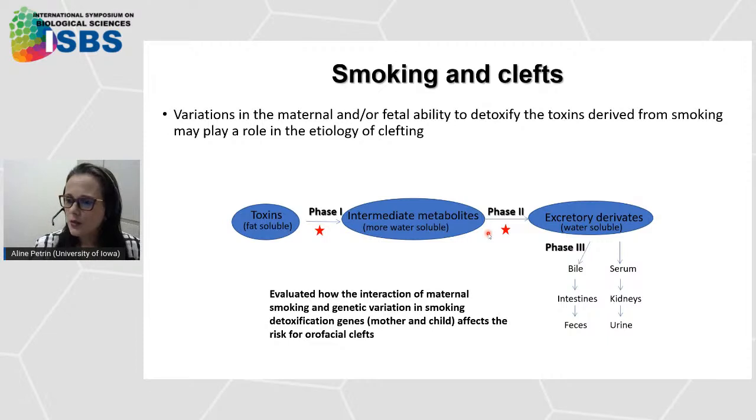So in one of the studies we have here, we are looking into the interaction between the maternal and the child genetic variation in genes of the smoking detoxification pathway and how that affects the risk for clefting. And we do see that both genomes are important, not only the maternal, but also the way the child is responding to that exposure.